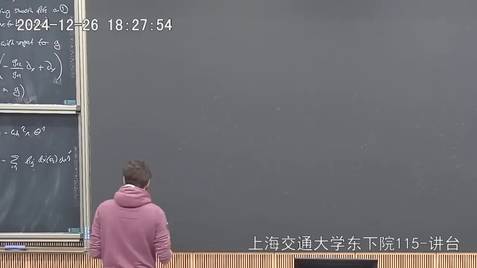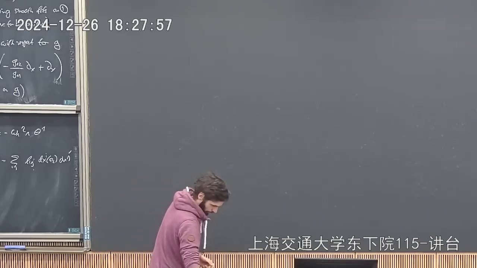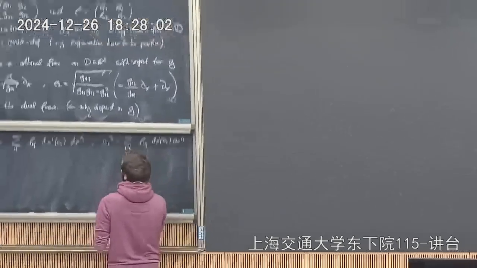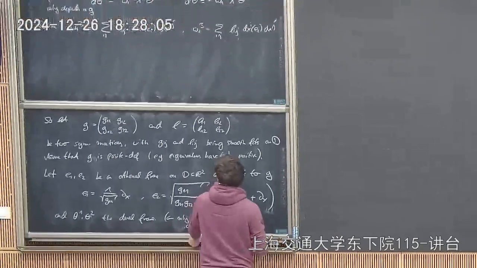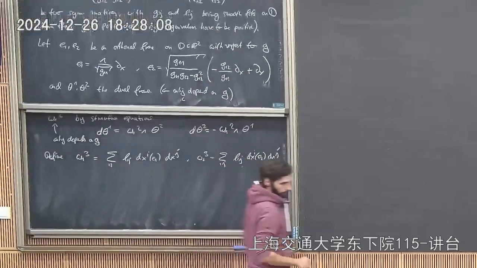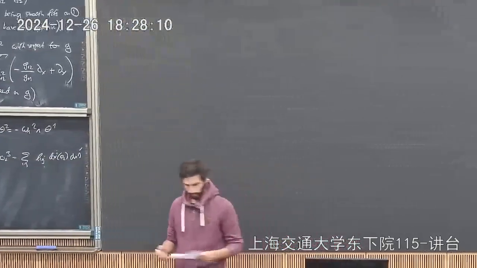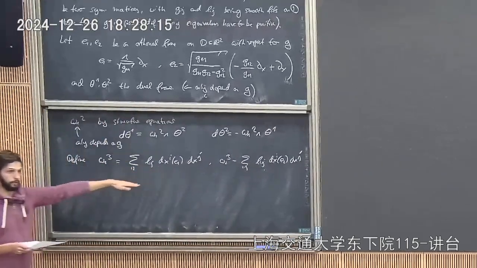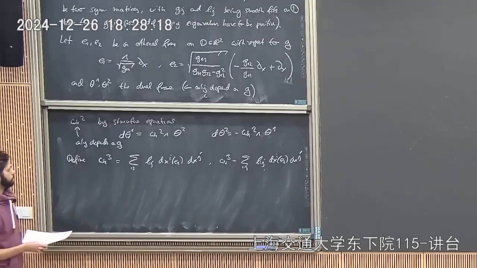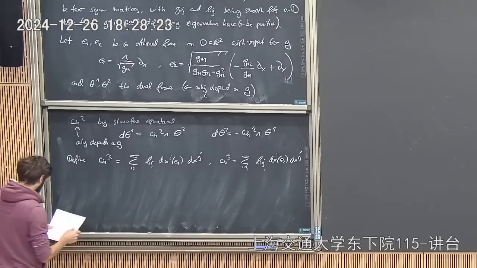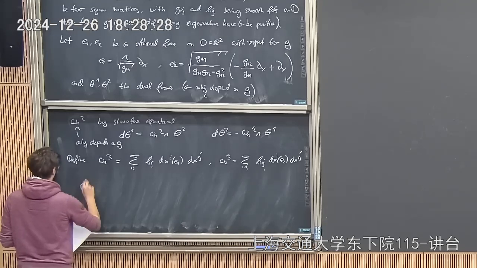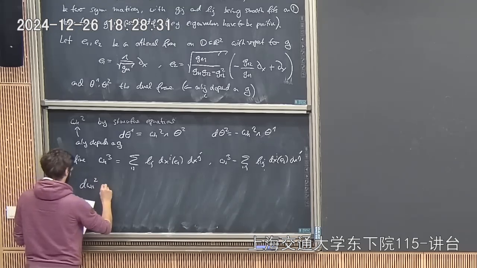And maybe I will still write it here. If G and L would be coming from the pullback of the first and second fundamental form, then we would know that these connection forms would satisfy the Gauss-Codazzi equations. So we have these Gauss-Codazzi equations.